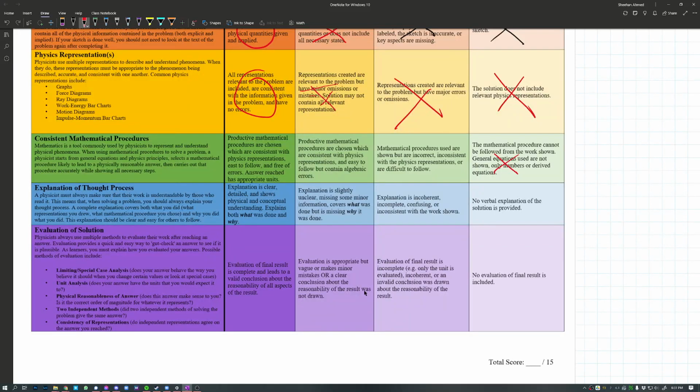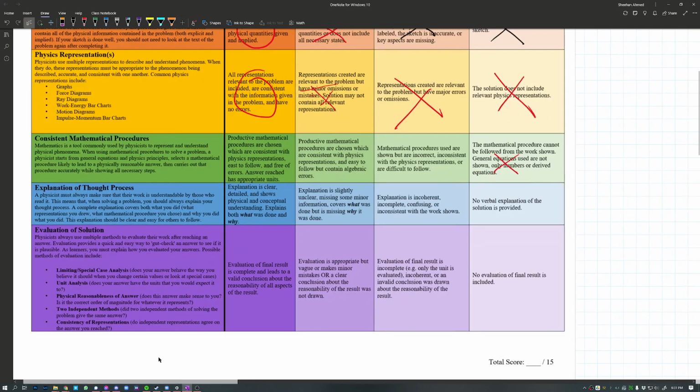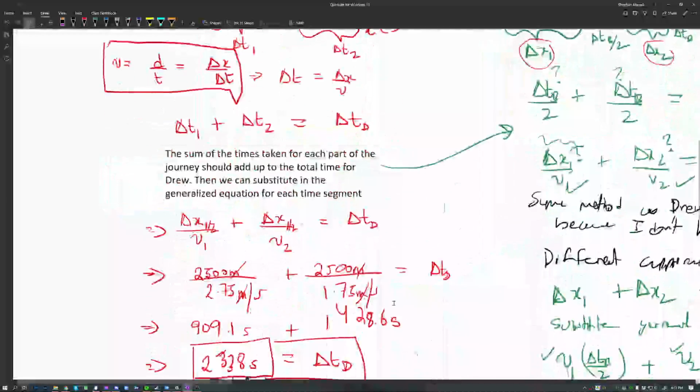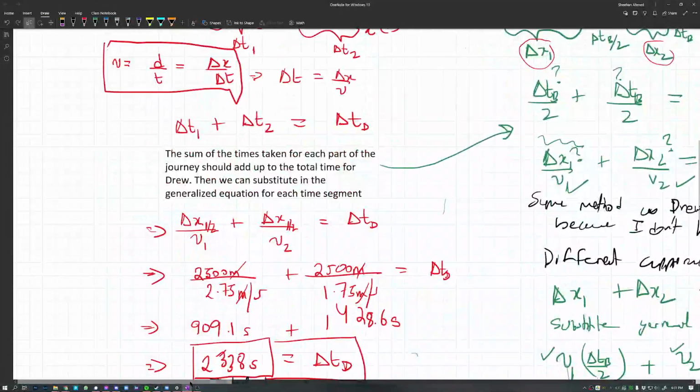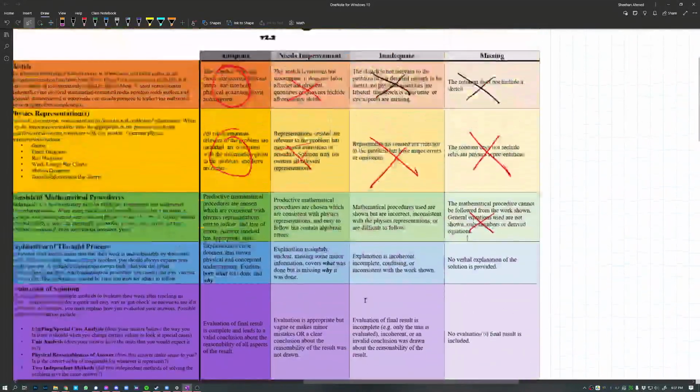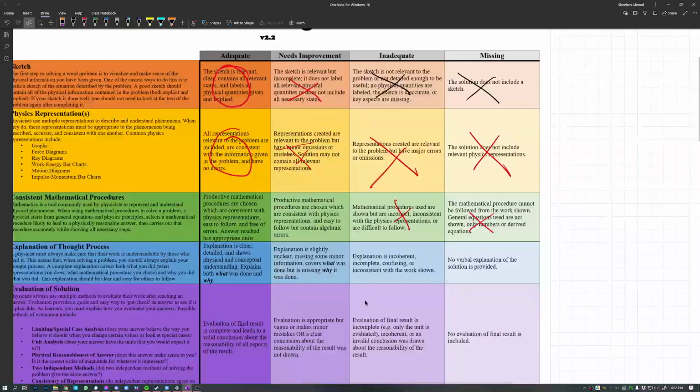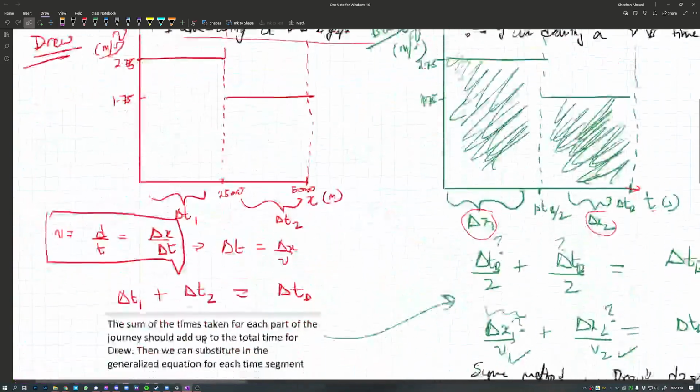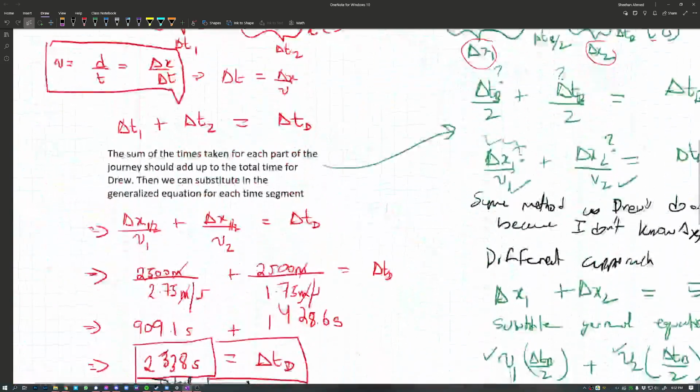Math is incorrect, inconsistent. Well, I can go double check. This is a good time to go double check all my numbers. Did I do it wrong? Did I do the procedure wrong? Again, I think not. I looked at it. Productive mathematical procedures are chosen, which are consistent with physics representation, easy to follow, but contain algebraic errors.